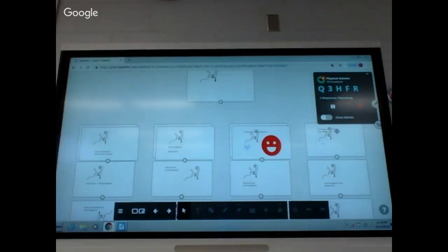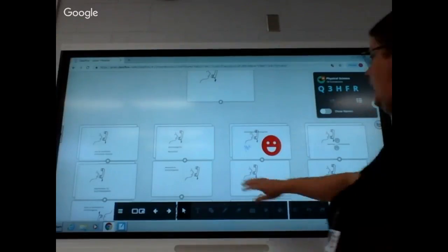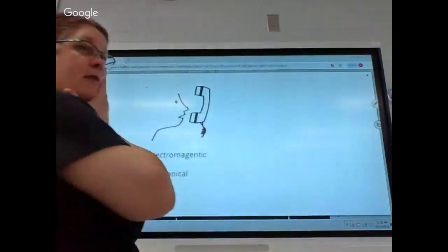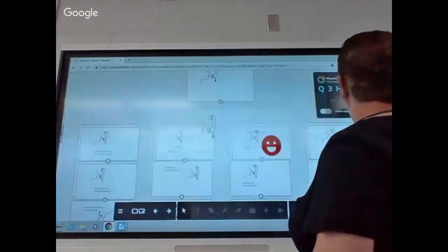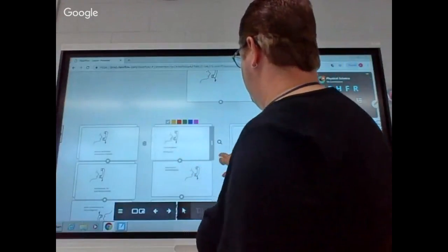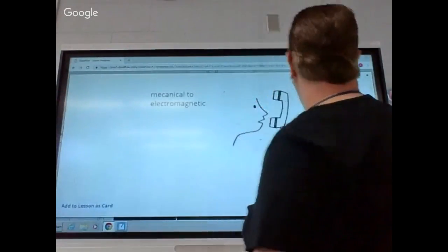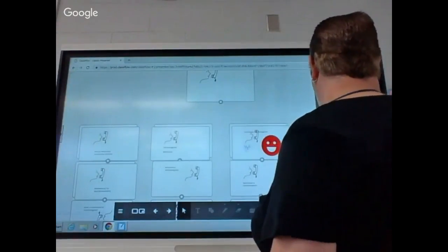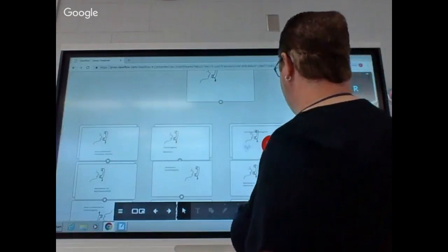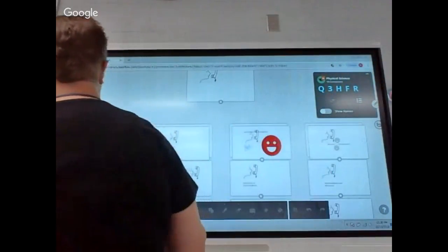Oh, I got a smiley face on that one. All right, I'm gonna hit stop. Send me what you want. Anybody else gonna hit submit? All right, I'm hitting stop. We're gonna check what we got here. All right. Oh, okay. I got electromagnetic to mechanical. I got mechanical to electromagnetic. Mechanical to electromagnetic. Electro to mechanical. Looks like everything I have is mechanical and electromagnetic.